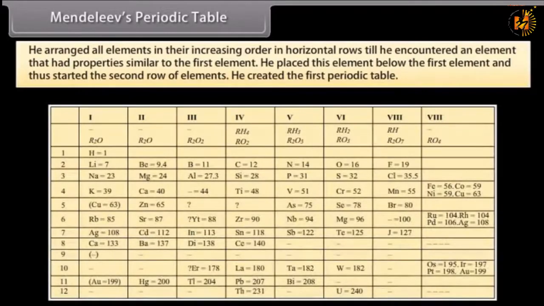A tabular arrangement of the elements based on the periodic law is called a periodic table. Mendeleev arranged all elements in their increasing order in horizontal rows till he encountered an element that had properties similar to the first element. He placed this element below the first element and thus started the second row of elements. This helped him to arrange all the known elements according to their properties. He was thus able to create the first periodic table.